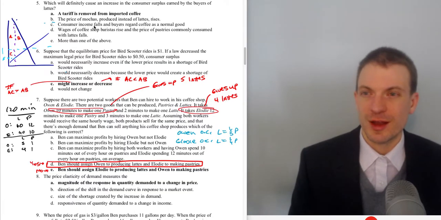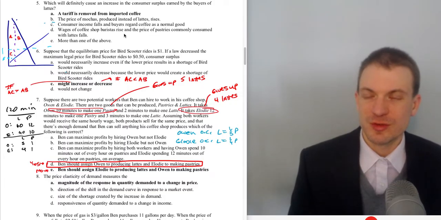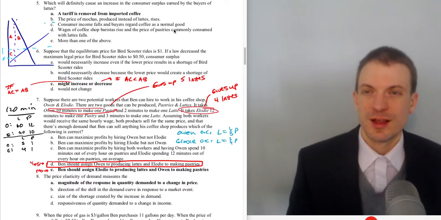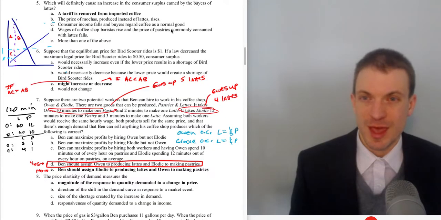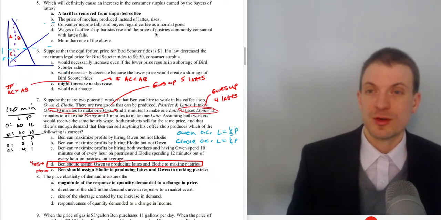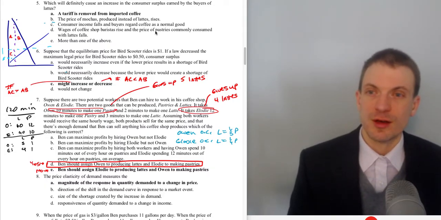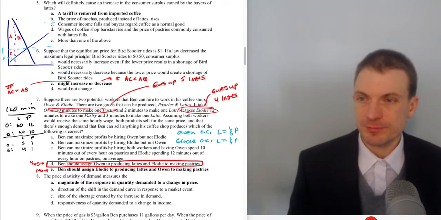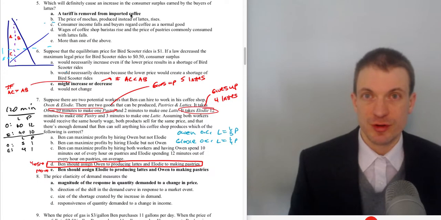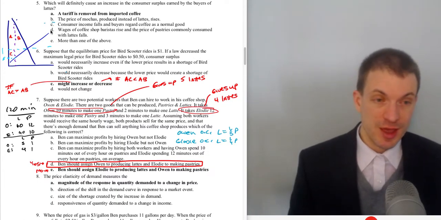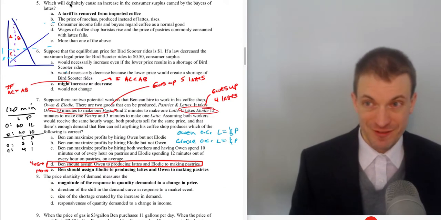Consumer income falls. No, it's going to be bad. So wages of coffee shop baristas rise, and the price of pastries commonly consumed with lattes falls. Okay, wages rise. That's going to lead to an increase in price, a decrease in consumer surplus. The price of pastries commonly consumed with lattes falls. This will lead to an increase in demand. But that would give us the same kind of problem as with B, where possibly the increase in demand for lattes, as a complement of pastries, could bid up the price of lattes. Okay, so it's going to be a tariff is removed from imported coffee, because that's the one that'll unambiguously increase consumer surplus. B and D could potentially increase consumer surplus, but wouldn't definitely cause an increase in consumer surplus.